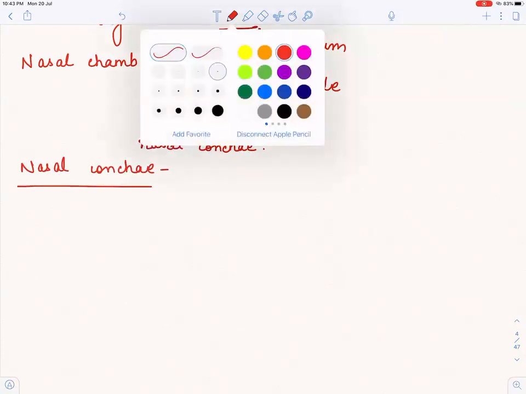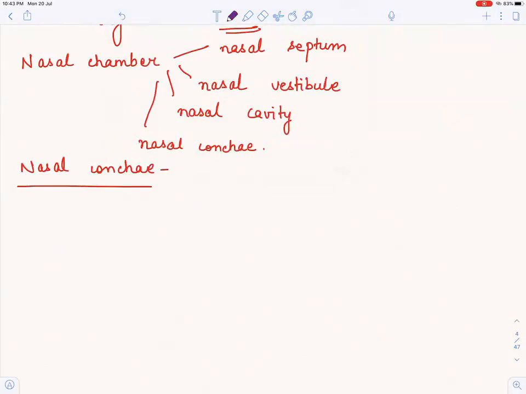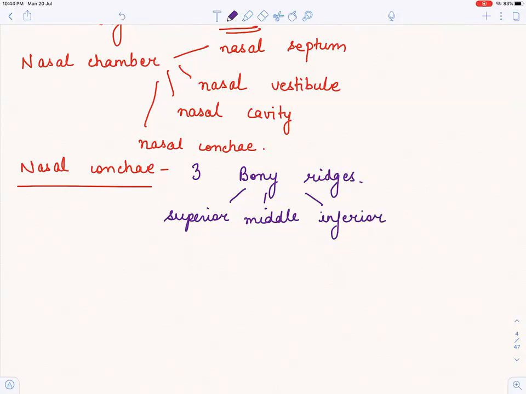They are three bony ridges. If there are three bony ridges, they will divide the area into parts, and they will also have three names. One is called the superior nasal concha, the other is the middle, and the third is the inferior nasal concha.